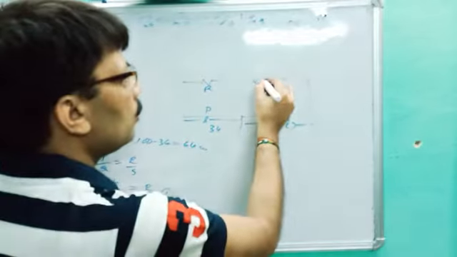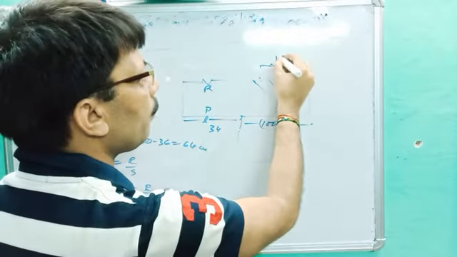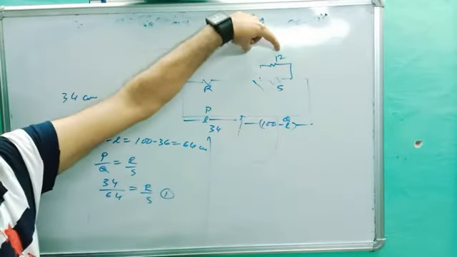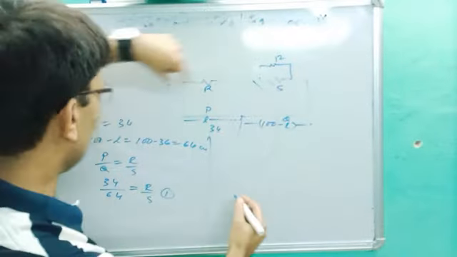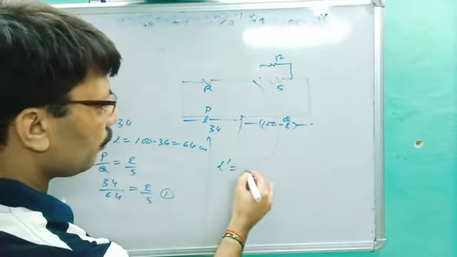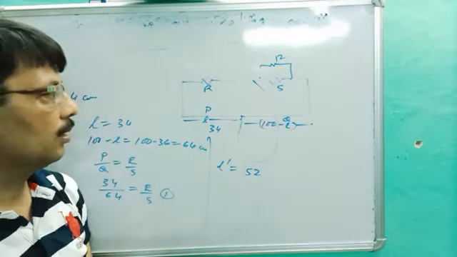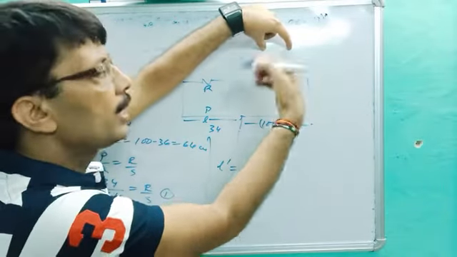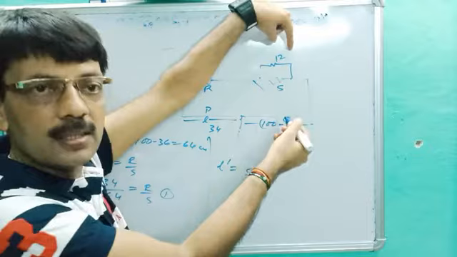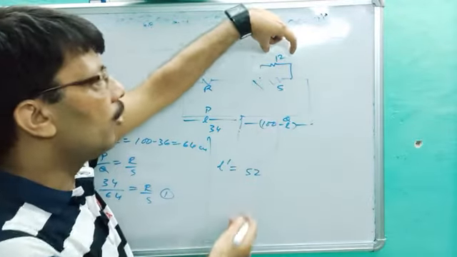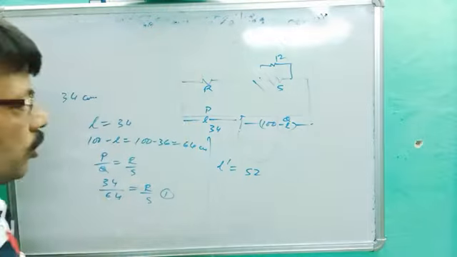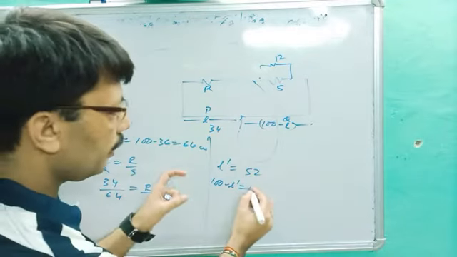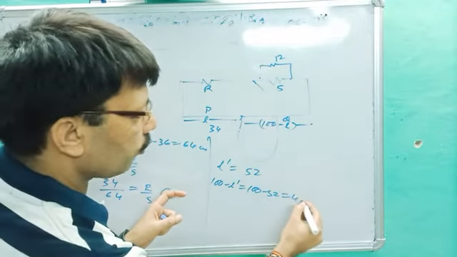If a 12 ohm resistance is connected in parallel with S, this type of question is given in your NCERT, then the new length L dash becomes 52. Initially it was 34. You can connect the 12 ohm resistance in series or in parallel, but since the question says parallel with S, L dash is 52. So 100 minus L dash is 100 minus 52, which is 48 centimeter.